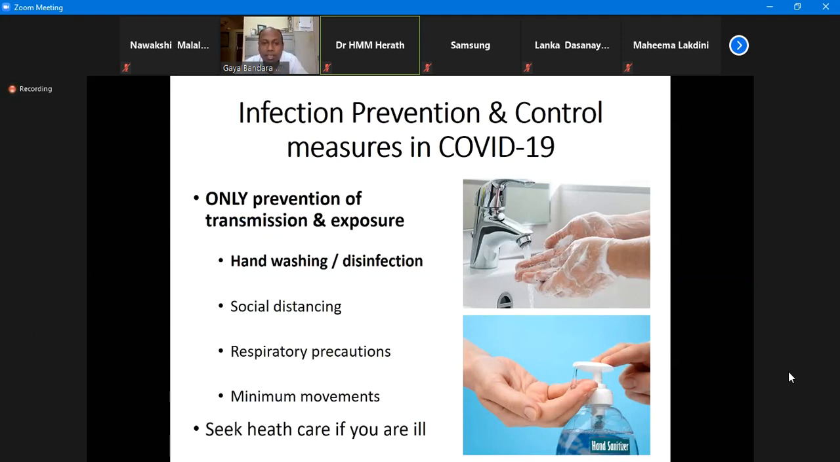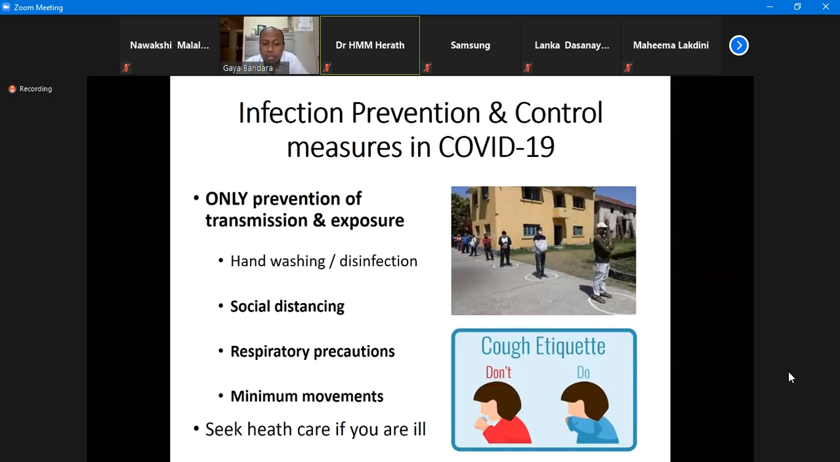For that, there are key things we have to adhere to. To start with, the main thing is to wash our hands with soap and water. If not, we have to disinfect our hands frequently with a hand sanitizer, that is alcohol-based hand rub. Also, we should maintain adequate social distancing. It is recommended at a minimum of 1 meter, or in some guidelines 2 meters. And we have to maintain respiratory precautions, including cough etiquette and wearing masks. And also we have to minimize our movements.